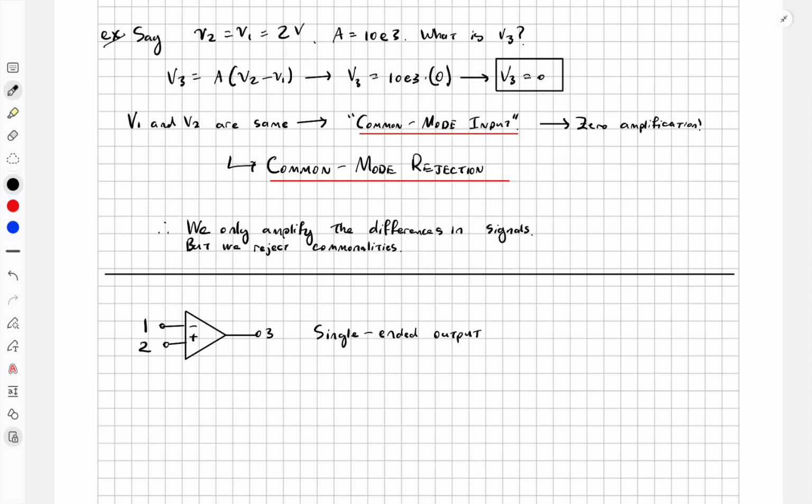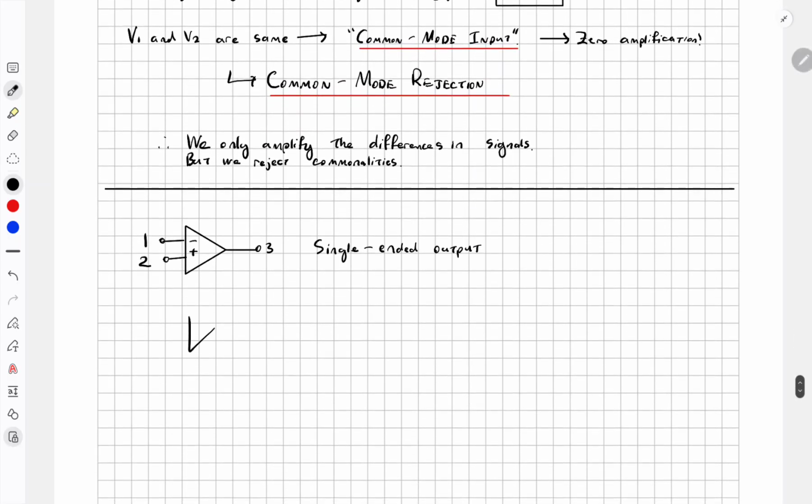But you should be aware of another kind of op-amp, and it's very, very rarely used in this textbook, but in future courses you will encounter this more. It has the two inputs like before, but then there are two outputs. This is called double-ended output. Now we will not study this in this course, but you should just know that they exist.